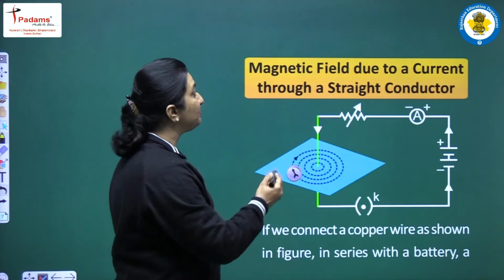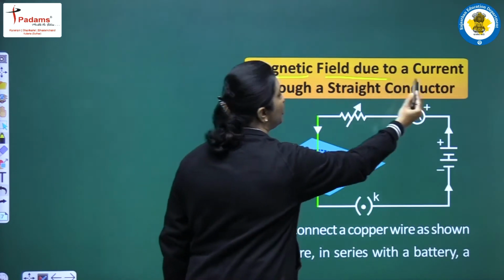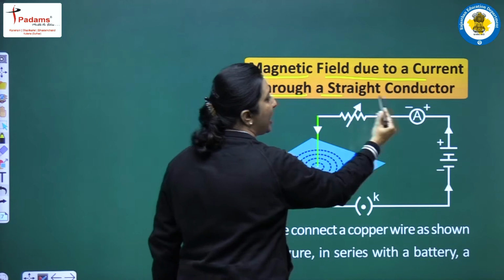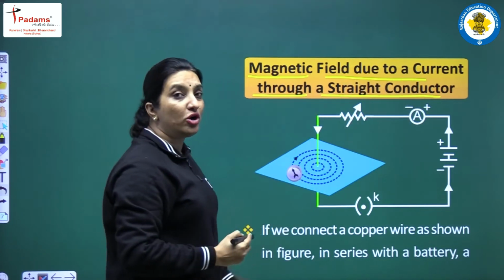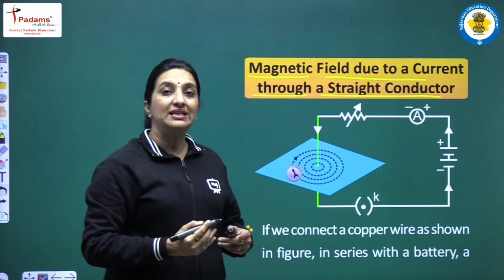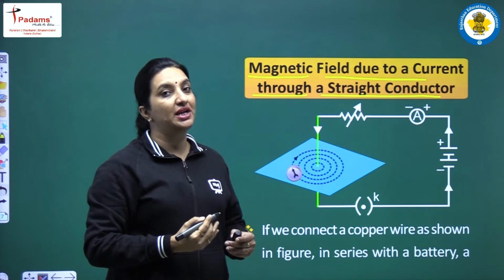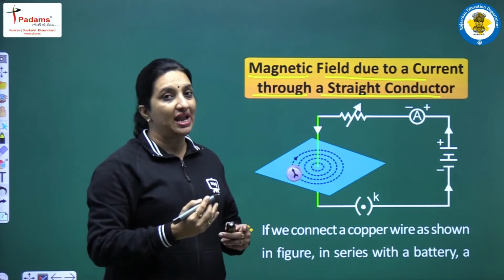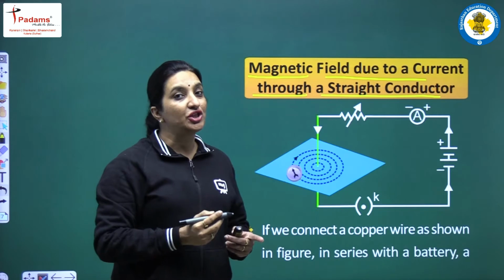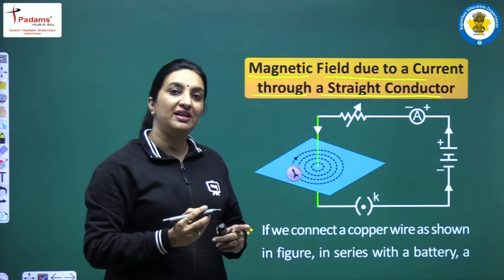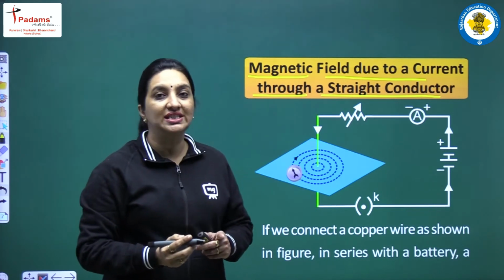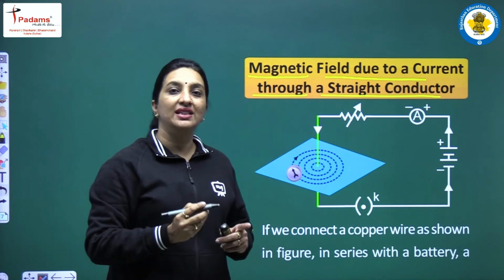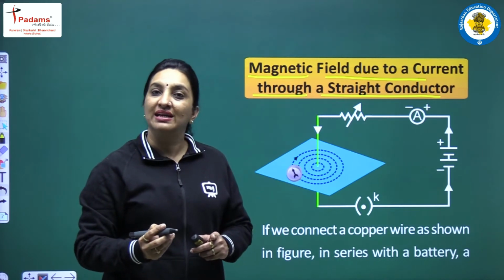So students, the magnetic field due to a current through a straight conductor. Now we want to understand the magnetic field produced by a straight wire carrying current, and we have observed that the direction of magnetic field changes if the direction of current changes or gets reversed in the straight wire carrying current.